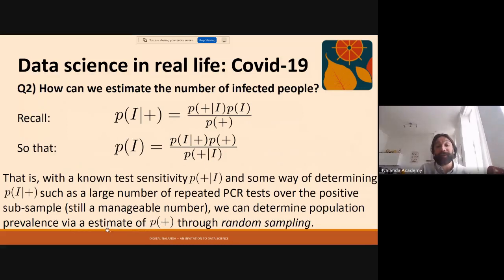This is the keyword, an estimate of the proportion of the people who test positive through random sampling. There are a lot of different concepts here. Let me break them down one by one. Imagine you go out and sample some people randomly, and you give them a PCR test, and you find that some fraction have tested positive. Now we want to know what this number is.